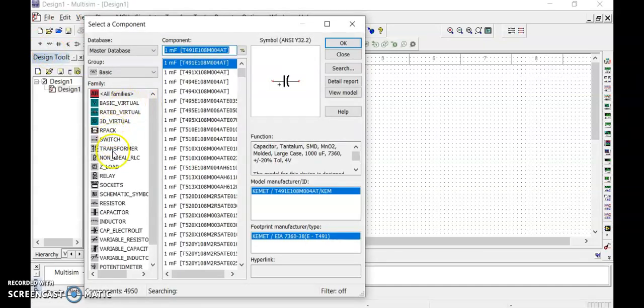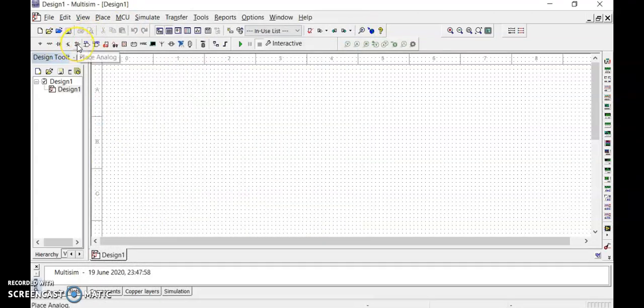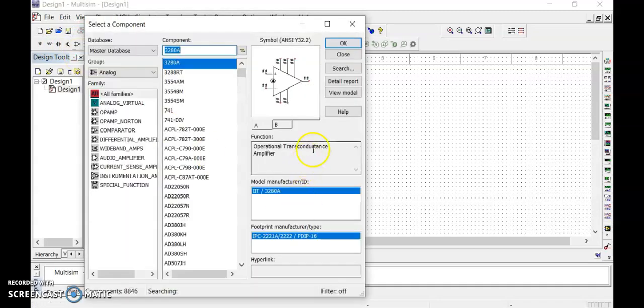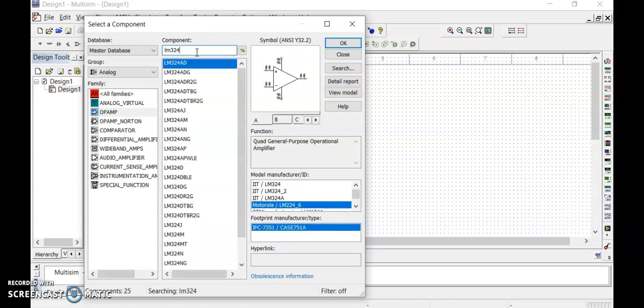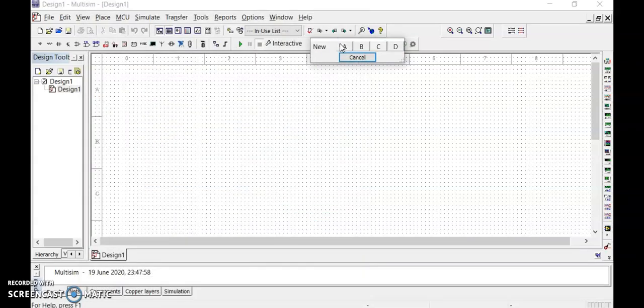This one is the basic components. Here we have resistors, capacitors, inductors and everything. All basic components. Here this is our analog component. This is our op amp. So our op amp is LM324AD. You just type LM324AD. It consists of 4 op amps. So among those 4 op amps, we are going to use only one op amp. For that, I am selecting A. So this A is one op amp.